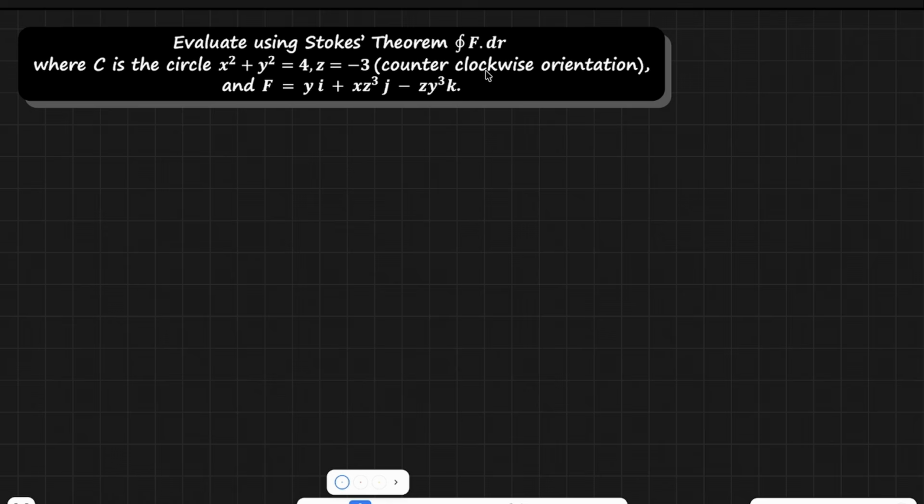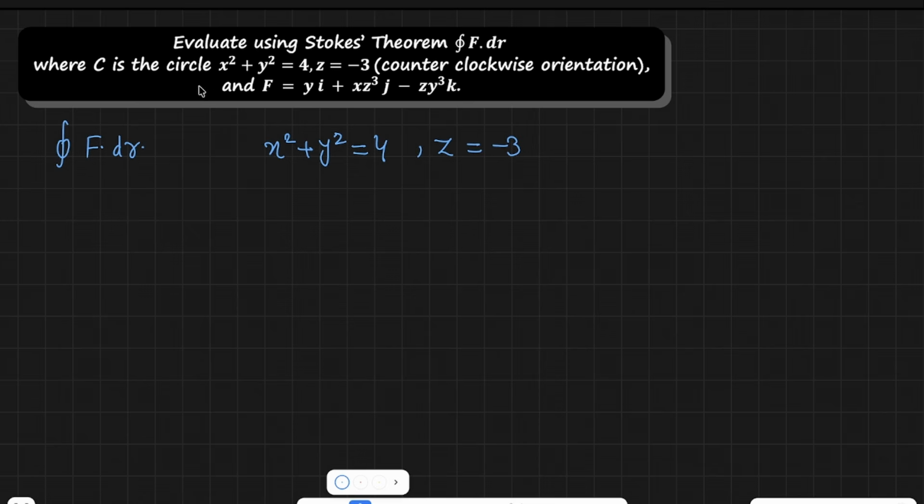Evaluate the Stokes theorem of f dot dr. This is your question, where C is a circle. The curve is given as a circle, x square plus y square is equal to 4 and z is equal to minus 3. The plane is given, z is equal to minus 3, and the orientation is the counter clockwise direction.